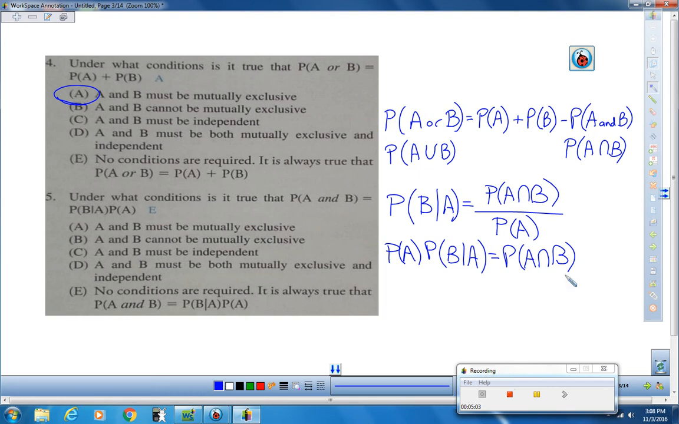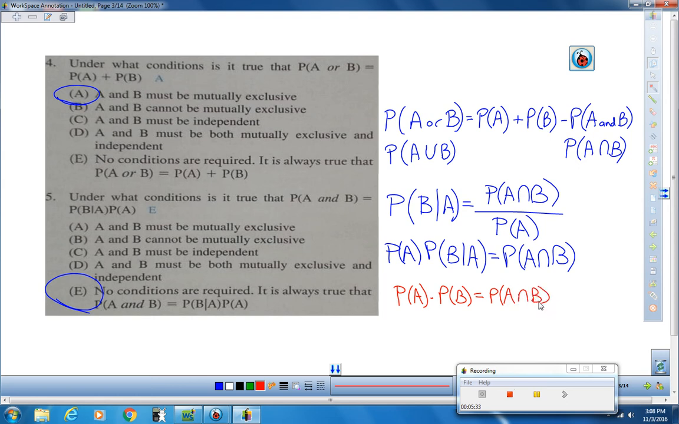And that works anytime. That formula works no matter what. There's no conditions necessary. That's a true statement any and every time. Okay? The only time there are conditions necessary is if we are independent. If we are independent, then this is true. The probability of A times the probability of B is equal to their intersection.